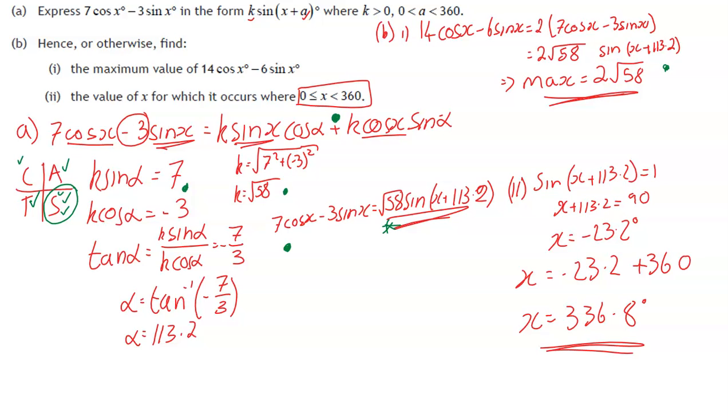Yeah, finding that 2 root 58 is equal to the maximum. And then in part 2, you'll get 1 mark for getting to this stage here, that x plus 113.2 is 90. And then you get your final mark for getting the correct solution by bringing it back into the range of 0 to 360 degrees where we're working. So this question here, 7 marks it's worth.